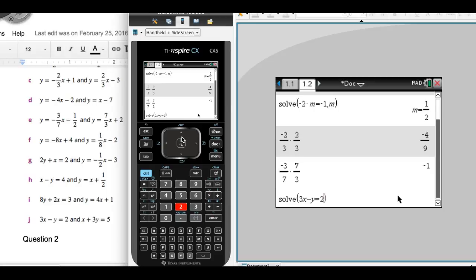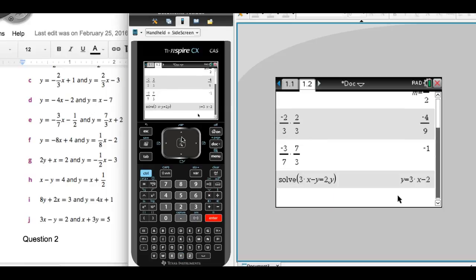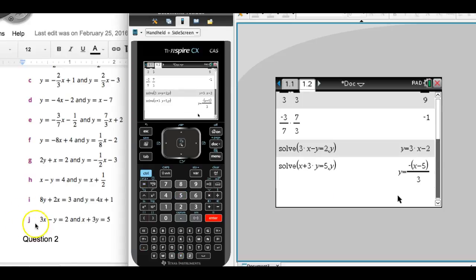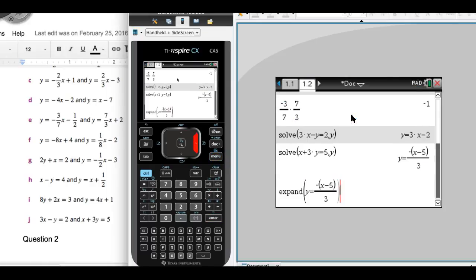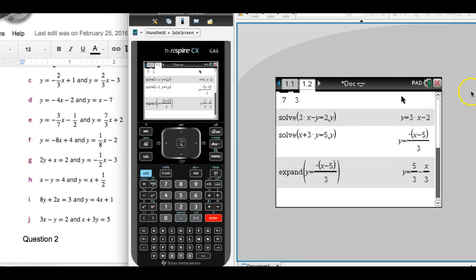So we type the equation 3x minus y equals 2, and because we want it in the form y equals, just comma y, and we get y equals 3x minus 2. And let's do the other one. So x plus 3y equals 5, comma y. Remember, we're doing question J here. If you have trouble reading that, remember you can just do expand and then press enter.